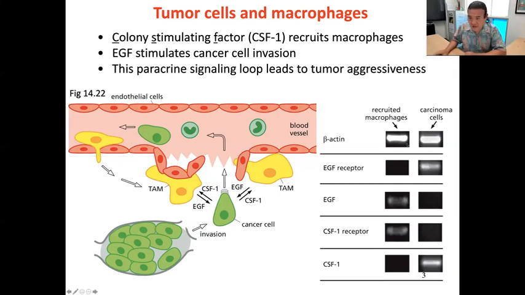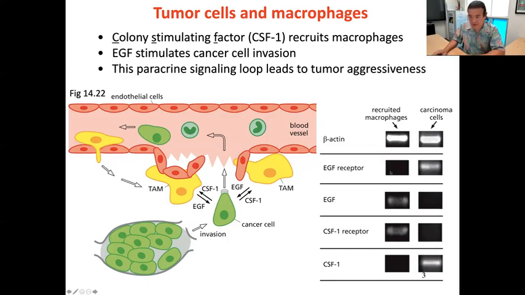So the beta-actin shows us, okay, good, right? Similar amounts of total protein are being loaded here. Then you can look for specific proteins within that. You can see that the carcinoma cells express EGF receptor on their surface, right? Because they're ready and willing to receive EGF signal.